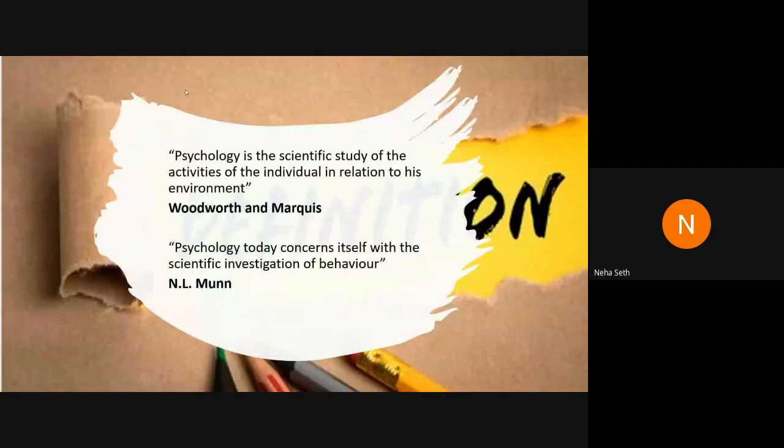There are numerous definitions available, but there are two famous psychologists who have given these definitions. Woodworth and Marquis said that psychology is the scientific study of activities of the individual in relationship to his environment. So wherever the individual is, according to the environment and the situation he is in, he reacts and acts accordingly. When we study these behaviors scientifically, we call it psychology. Ellenman also said that psychology today concerns itself with the scientific investigation of behavior. So according to him also, it is a scientific investigation of an individual's or group's behavior.